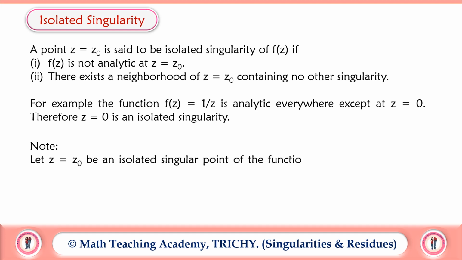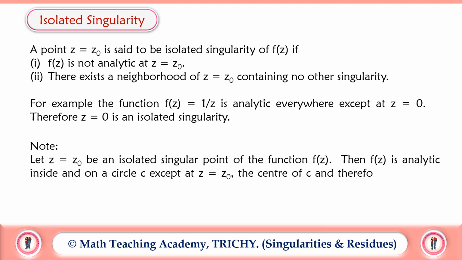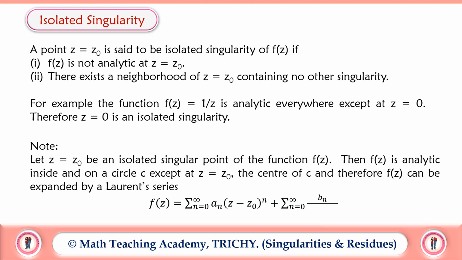Note: let z = z0 be an isolated singular point of the function f(z). Then f(z) is analytic inside and on a circle C except at z = z0, which is the center of the circle C, and therefore f(z) can be expanded by the Laurent series: f(z) = summation n = 0 to infinity a_n (z - z0)^n plus summation n = 1 to infinity b_n/(z - z0)^n. This is the expansion of f(z) when z = z0 is an isolated singular point.